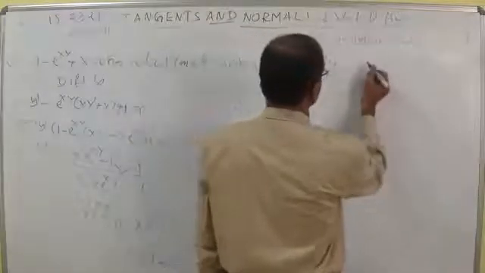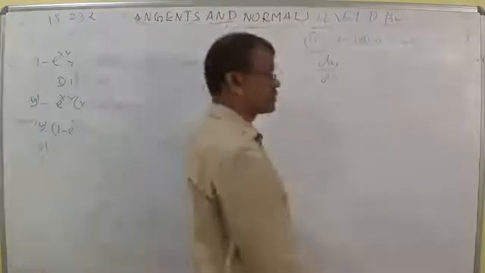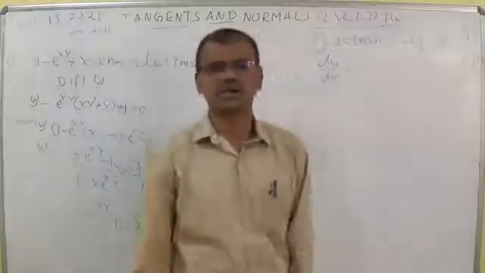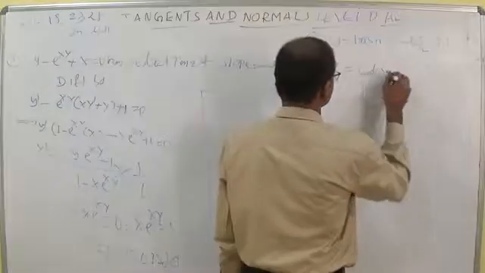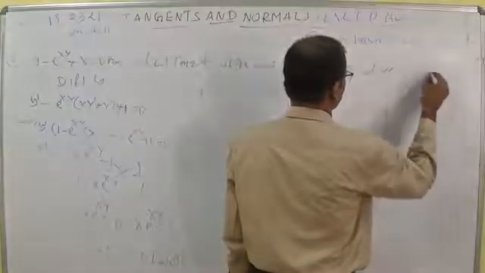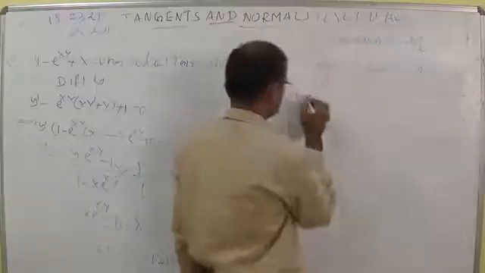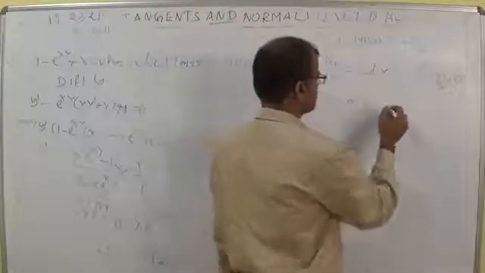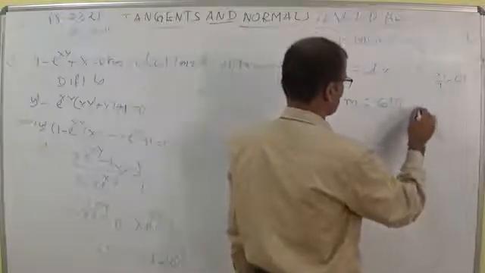dy by dx. What is the derivative of log sin x? Cot x. Because 1 by sin x into sin x internal derivative cos x. Cos x by sin x becomes cot x. Now at pi by 2 comma 0 slope you write. Slope m is equal to what is the value of cot pi by 2? Cot pi by 2 value 0.